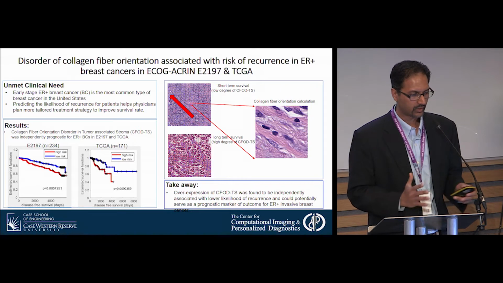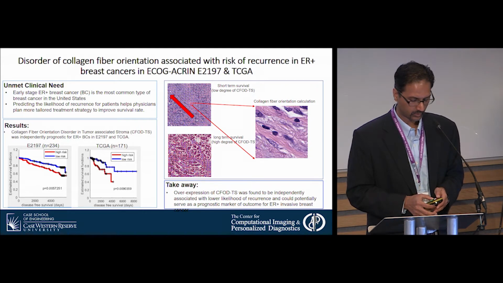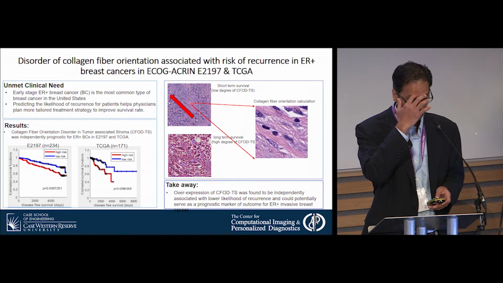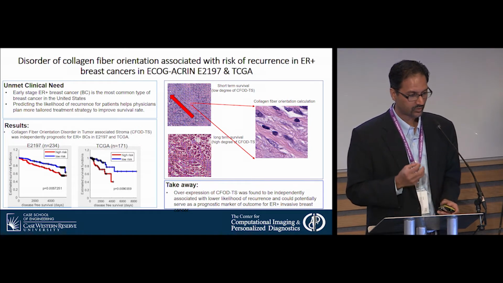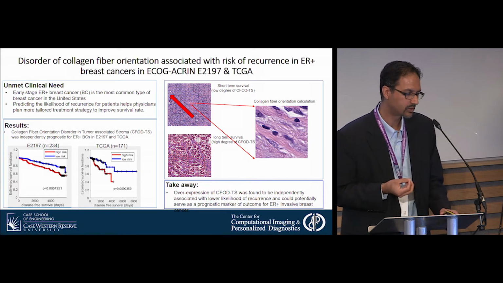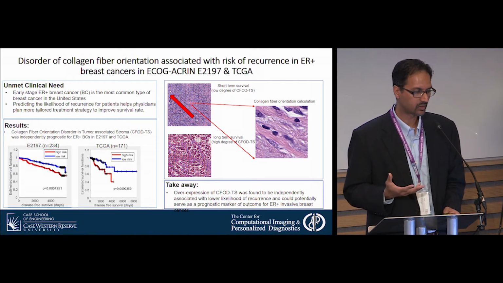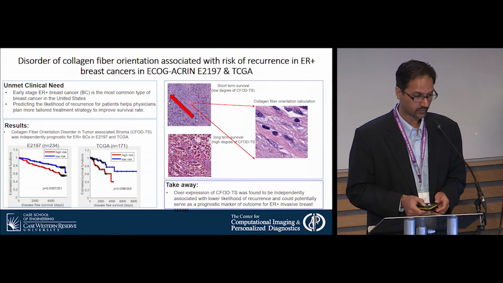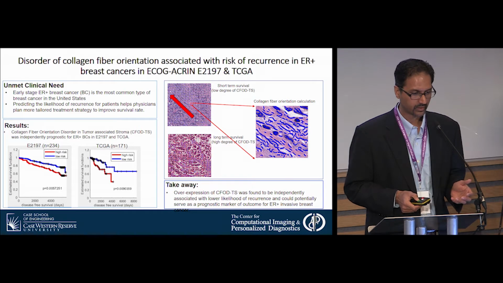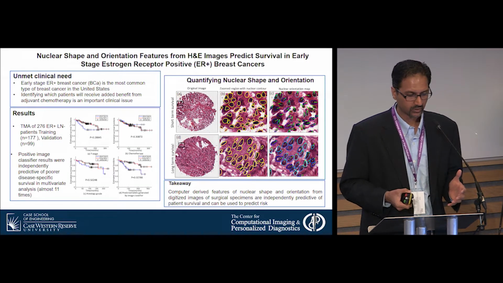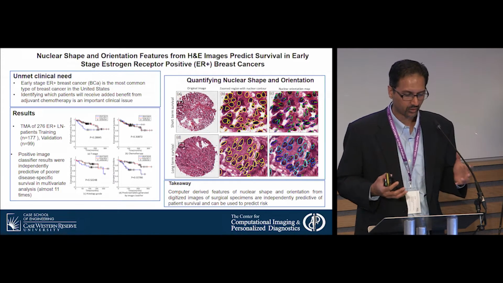And so in this work that we hope to be presenting at the ASCO meeting, we've shown now in over 400 patients that just the orientation of these collagen fibers alone turns out to be a very strong prognostic marker of survival in early stage ER-positive breast cancers. But it's not just the collagen. There are other features as well that are relatively simple, but provide a great deal of prognostic capability.